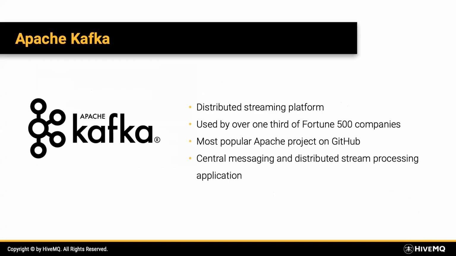Apache Kafka is a distributed streaming platform. It's open source. It's one of the most popular projects on GitHub, and it's the most popular Apache project. It's used by more than a third of the Fortune 500 companies, and the number is rising. And it's very often used as a central messaging and distributed stream processing platform for connecting your business and your business applications.